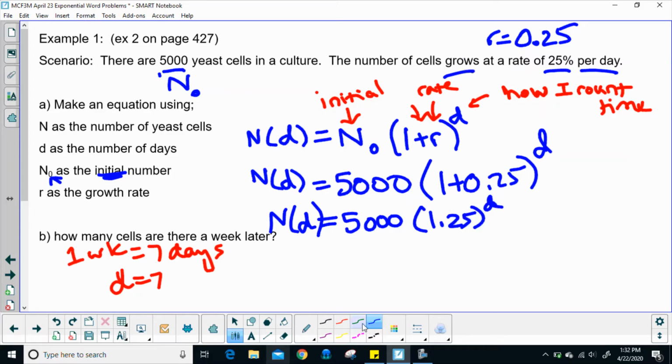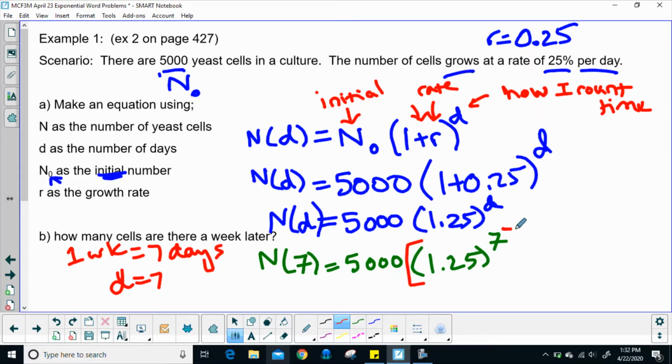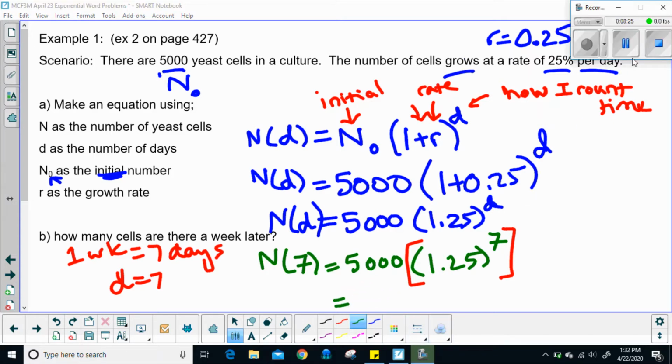All right, now we're ready to solve. Now I'm ready to figure out how many there are a week later. So that means 7 days. So my N at 7 days is 5,000 bracket 1.25 to the exponent 7. Let's calculator that first. Do not do the 5,000 first. You have to calculator this part first. If you do it in your calculator all in one step, it's usually fine, but not always. So when we go to calculate that, let's see what our answer is going to be.